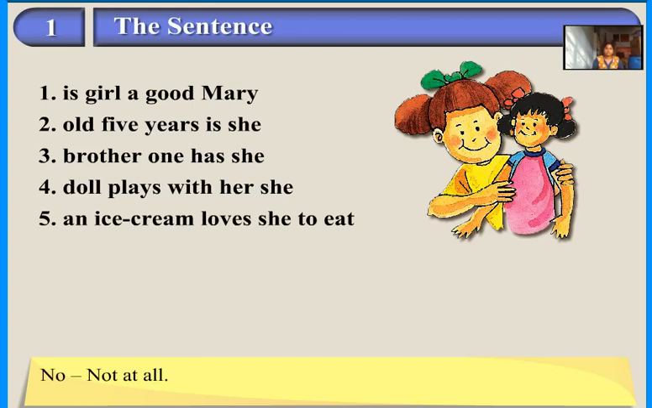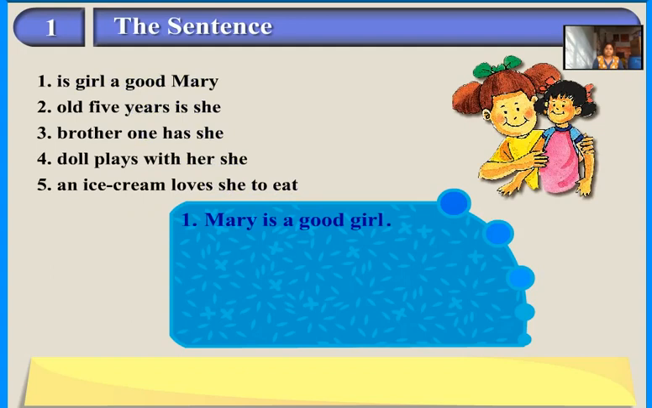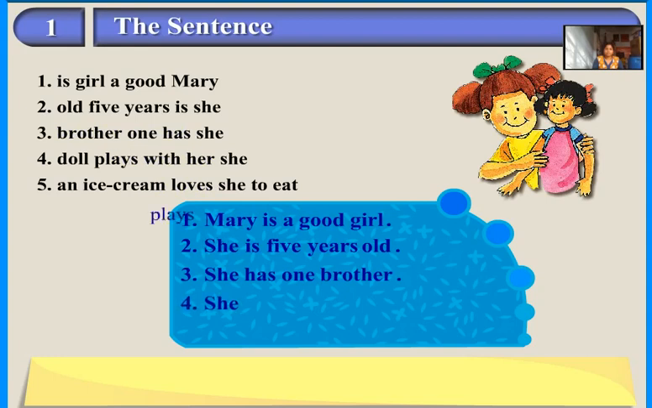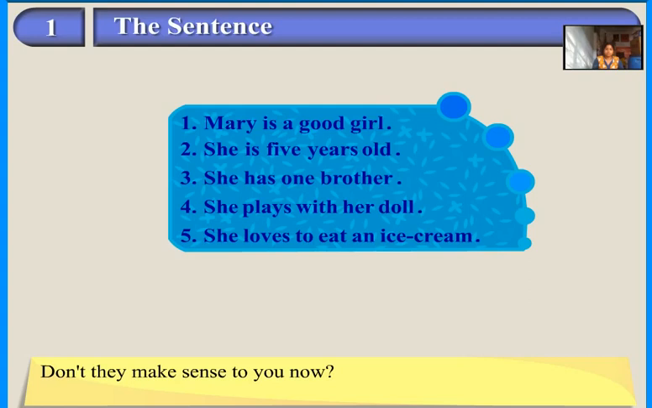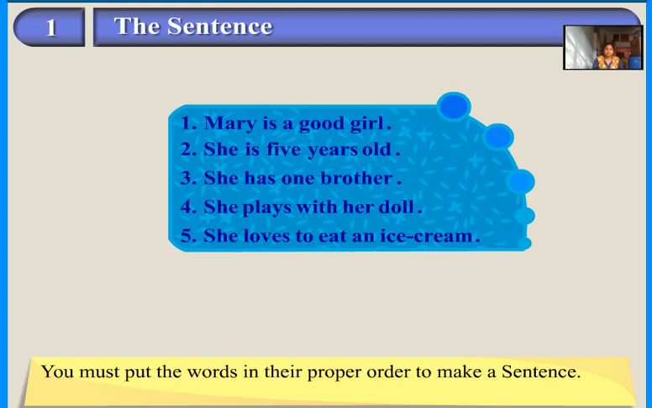No, not at all. Now let us put them in another order. Mary is a good girl. She is 5 years old. She has one brother. She plays with her doll. She loves to eat an ice cream. Don't they make sense to you now? Yes, they make complete sense. You must put the words in their proper order to make a sentence.